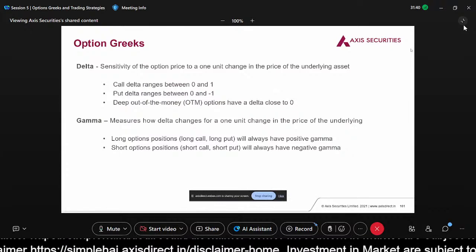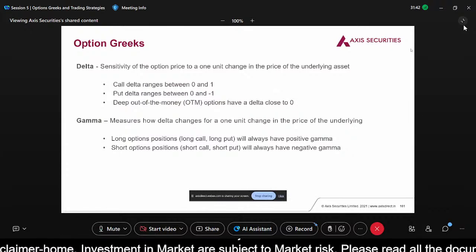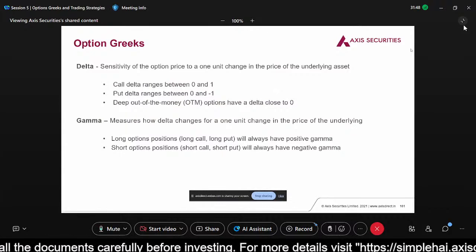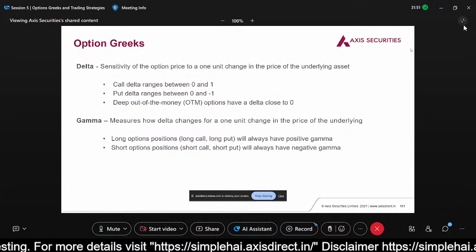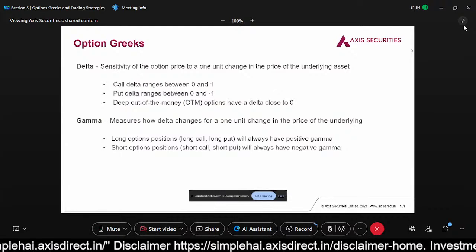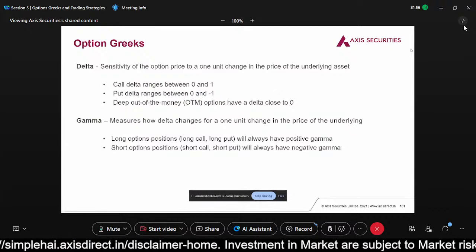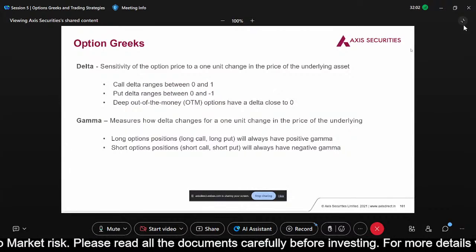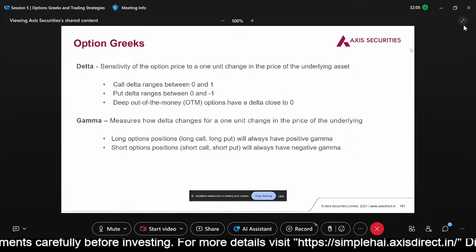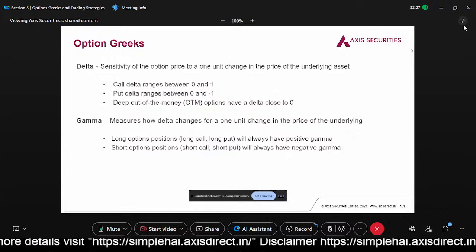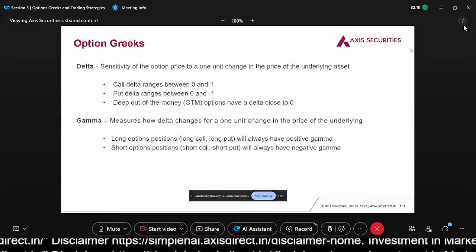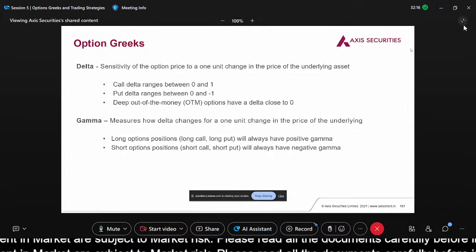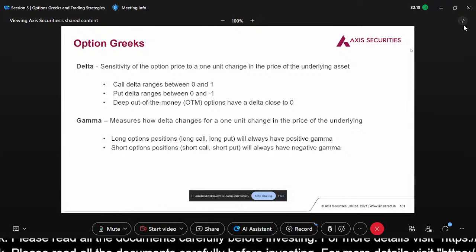Next is gamma. So what is gamma? Gamma basically measures the rate of change of delta with regards to the change of price. Now understand this. I said XYZ call, delta of 0.5, market moves by 100 points. Is that delta going to remain 0.5 after that movement of 100 points? No, it's going to change. It could change to a 0.6 or a 0.65 or a 0.7.